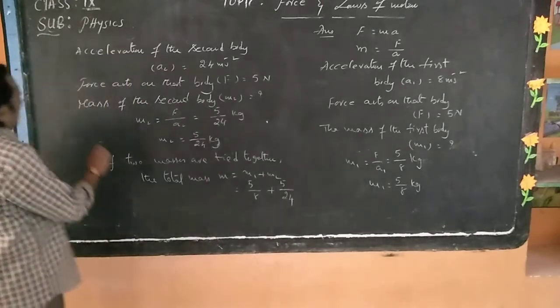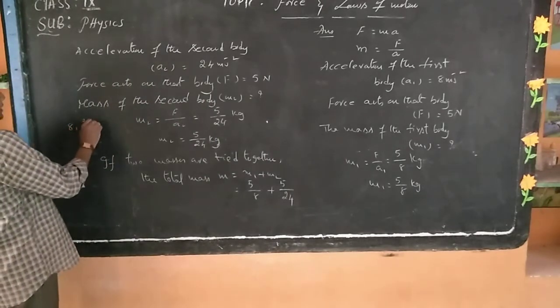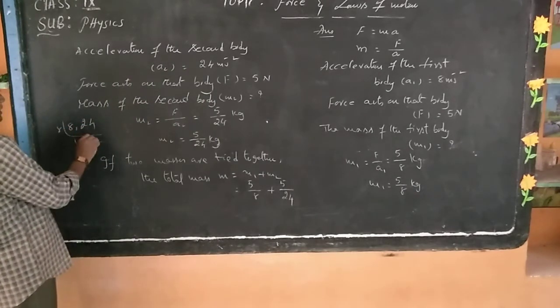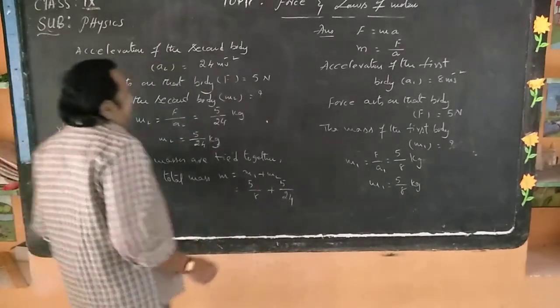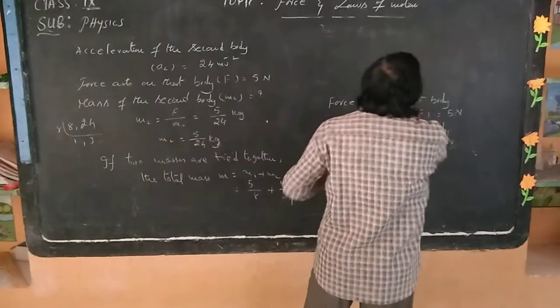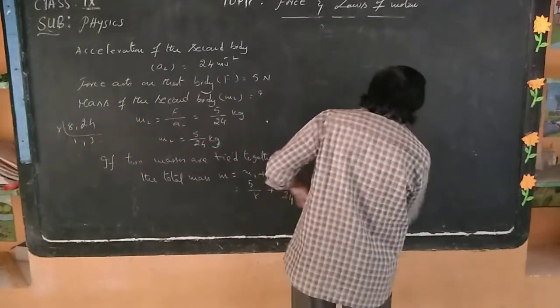Now what is the LCM for 8 and 24? 8 ones are 8, 8 threes are 24. So 24 is the LCM of these. So here we consider the LCM.